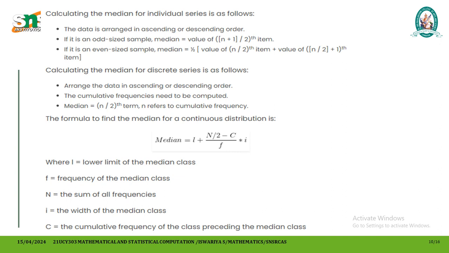Here L is equal to the lower limit of the median class. F is the frequency of the median class, N is the sum of all frequencies, I is the width of the median class, and C is equal to the cumulative frequency of the class preceding the median class.